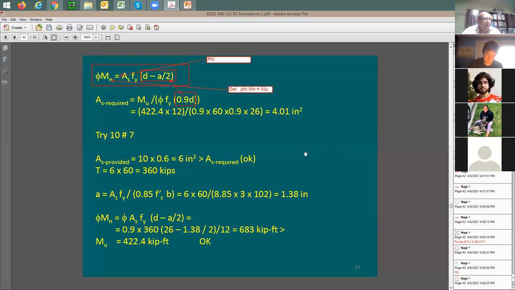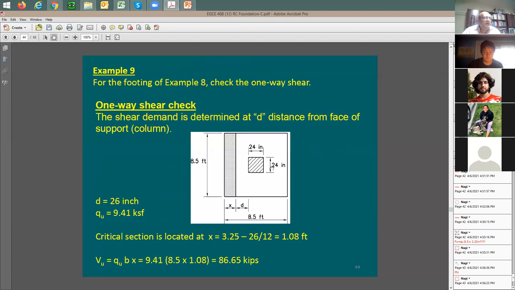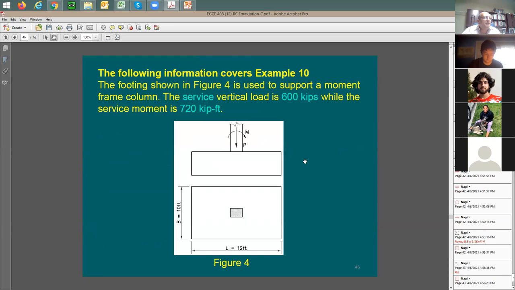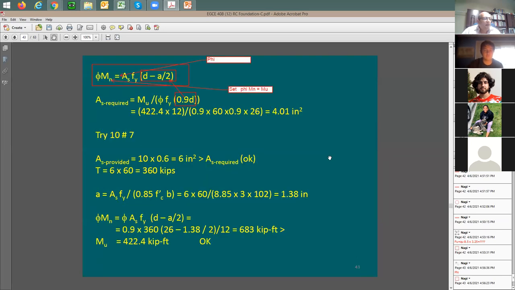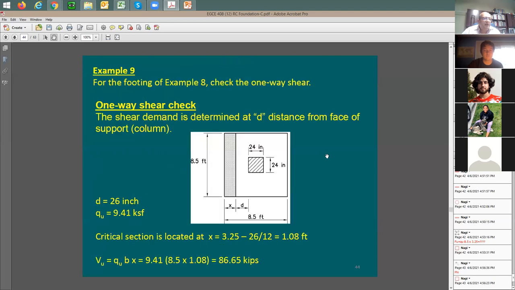Let me continue. Now, how do you check the shear? Because if you remember in beam design, we have the moment and then we have the shear. So for today, I'm going to be finishing this shear check, and that's it. If you want to check the shear and look at what happens here at failure, you're going to see that we usually go a distance d away from the face of the column, like what happened in shear for beams.